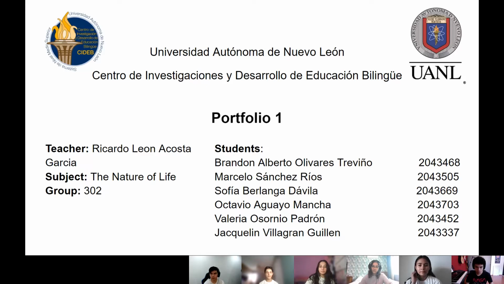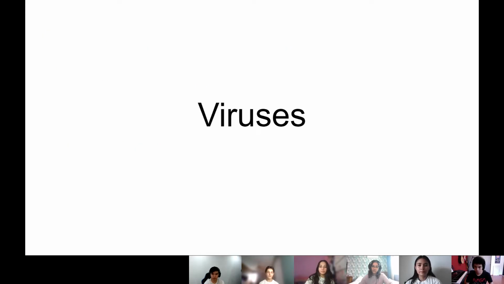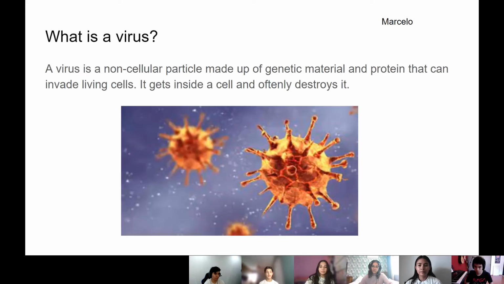We chose the topic about viruses. So first we need to know what a virus is. A virus is a non-cellular particle made of genetic material and protein that can invade living cells. It gets inside a cell and often destroys it.